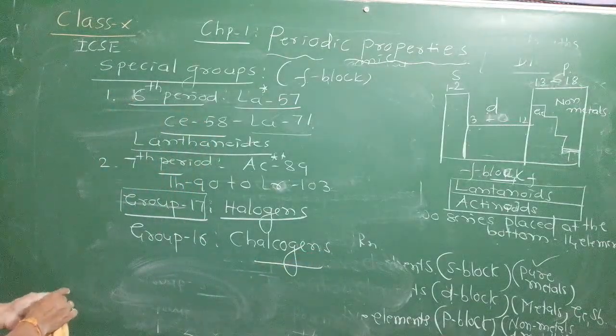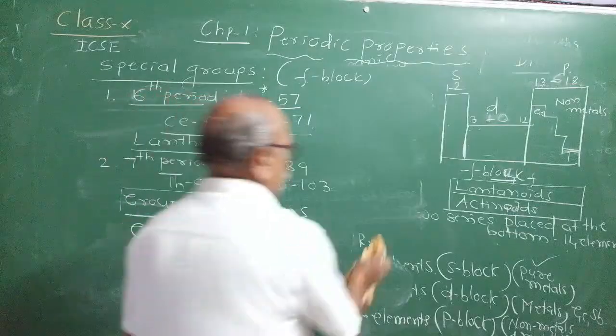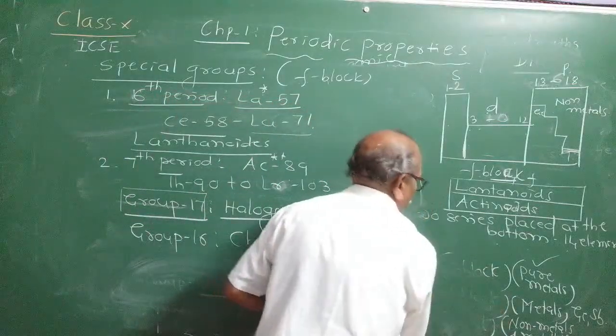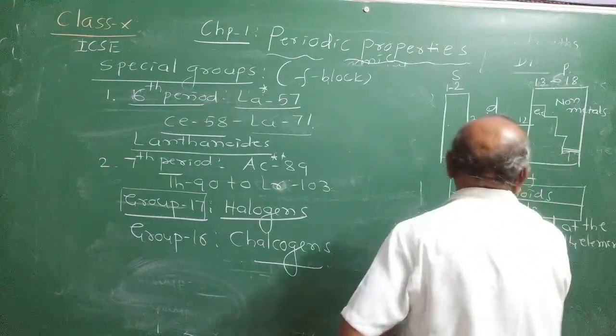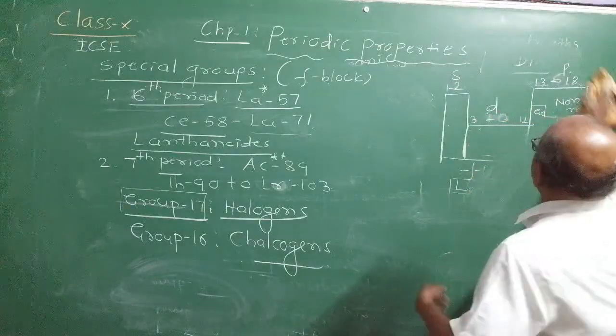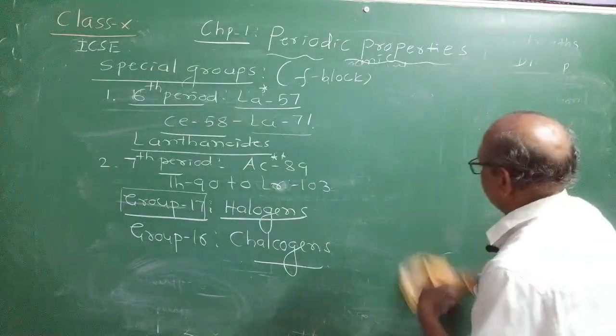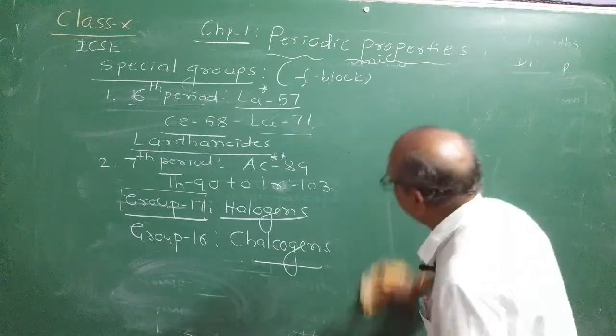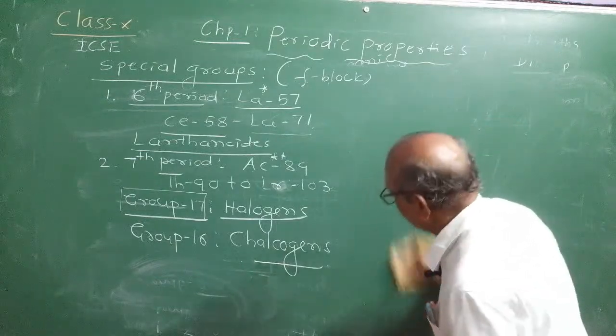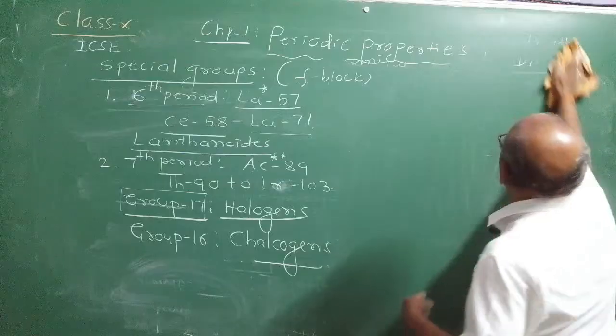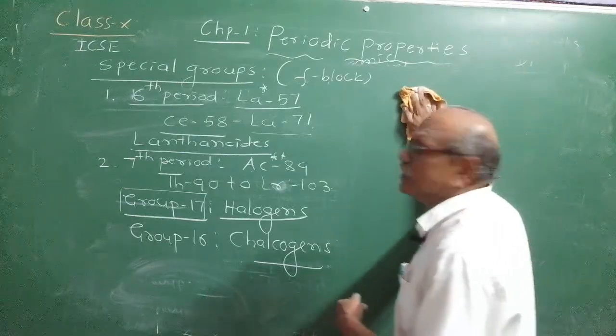So that is about the details of the periodic table. I will teach you, don't worry. First you clear some of the facts about the periodic table, then you can understand the periodic properties. Okay, let us come to the periodic properties. How do they vary along the period and down the group?